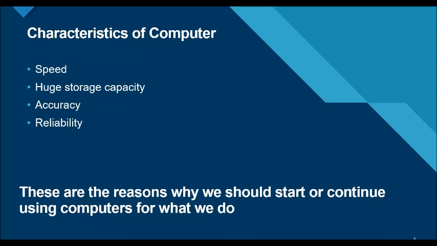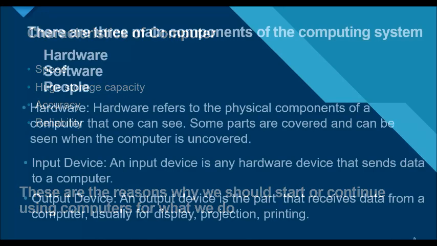So in order to be able to use the computer well, you need to learn it well, to take advantage of the speed the computer has, the huge storage capacity, and then the accuracy and the reliability of the computer. So these are the reasons that we want to encourage the use of technology and promote it, so that all of us will do things faster and accurately, and be more reliable with the help of the computer.